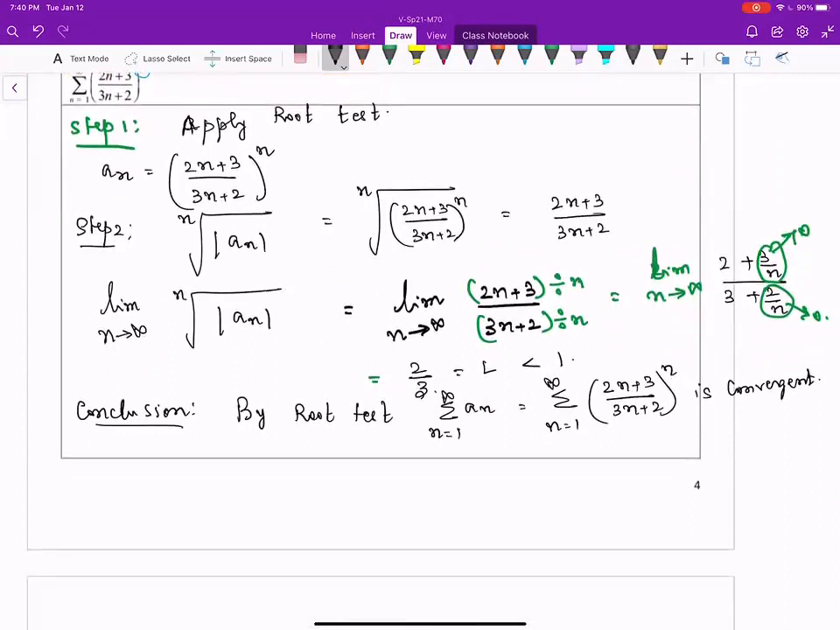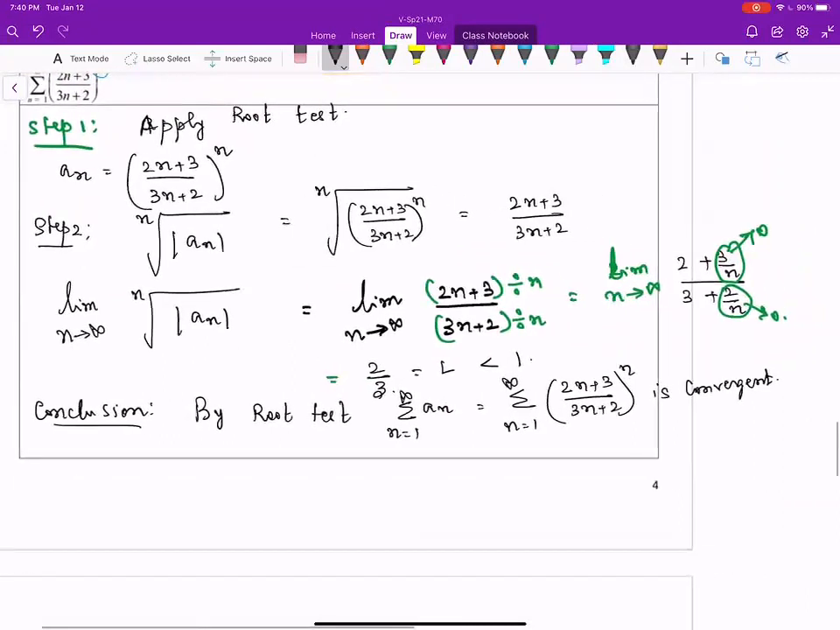In this particular problem, it does not matter too much because all the terms are positive. So absolutely convergent automatically means convergent.